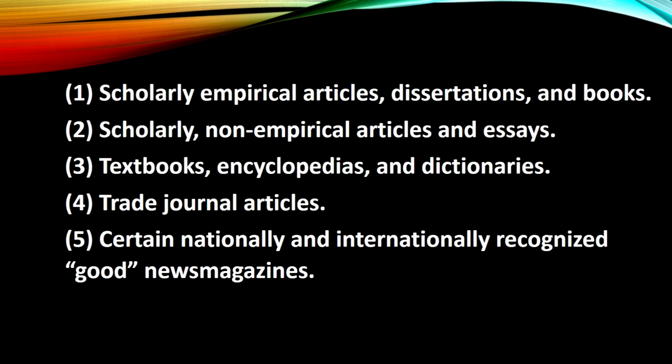The most appropriate sources for a literature review are articles and books, whereas commonly you can also gather information from governmental publications and reports. The potential sources' relative value are in order as such. 1. Scholarly empirical articles, dissertations, and books. 2. Scholarly, non-empirical articles and essays. 3. Textbooks, encyclopedias, and dictionaries. 4. Trade journal articles. 5. Certain nationally and internationally recognized good news magazines.